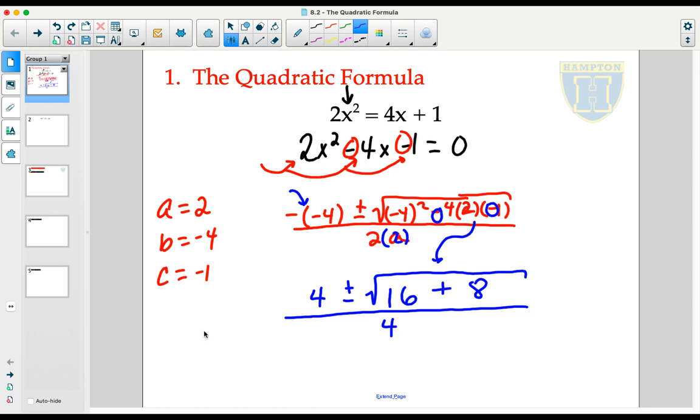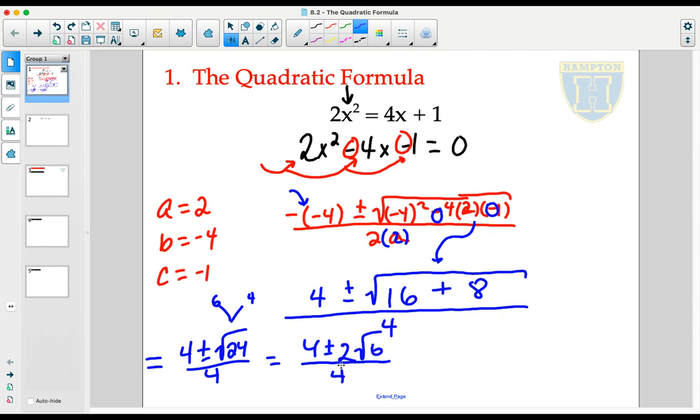We simplify this as much as we can using everything we know about simplifying radical expressions. 4 plus or minus the square root of 24 over 4. 24 has a perfect factor of 4, leaving behind a 6. So it simplifies to 2 root 6 over 4. And then we can go through a little bit of creative division, depending upon exactly how we want to write this solution.